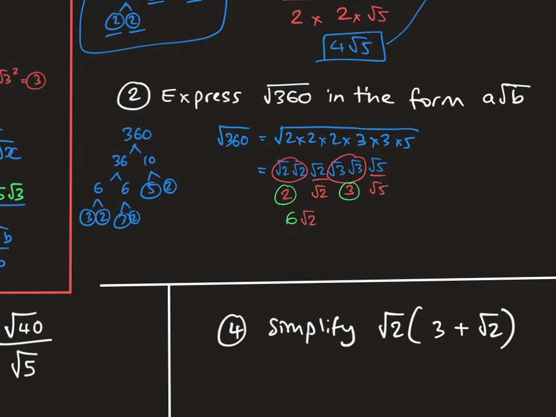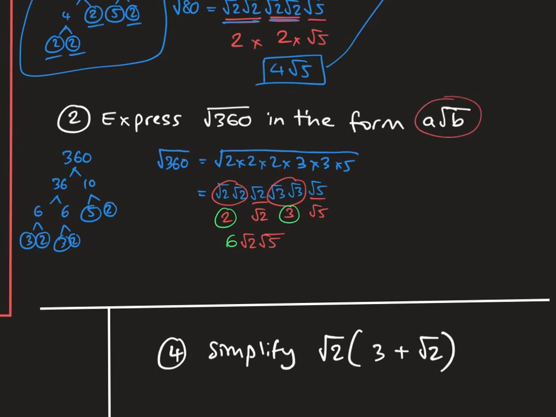And then we've got the root 2 and the root 5 there. So now this is expressed in the form a root b root c. But the question is asking us for the form a root b. So what we can do is recombine our square roots to make 6 root 10.